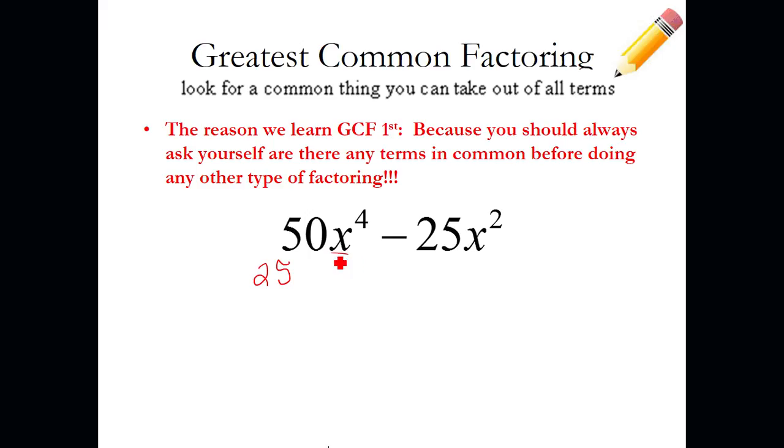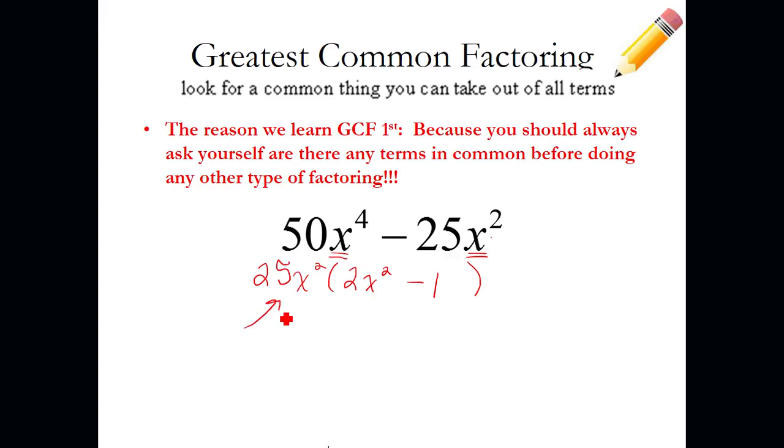And now take a look. Both of these have x's in them. One has an x to the fourth and one has an x squared. That means I can divide at least an x squared from both pieces. So once I decide what my greatest common factor is, the 25x squared, I now literally divide it out of both of those terms. So 50 divided by 25 is 2, and x to the fourth divided by x squared is x squared. And then negative 25 divided by 25 is negative 1. Divide out the x squared, and it doesn't have any x's left. So this has been factored using greatest common factor.